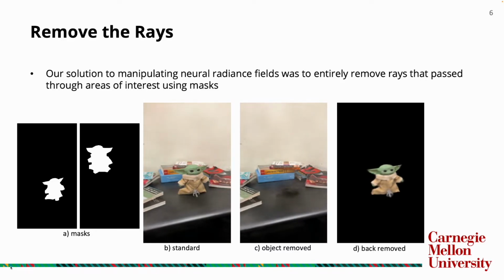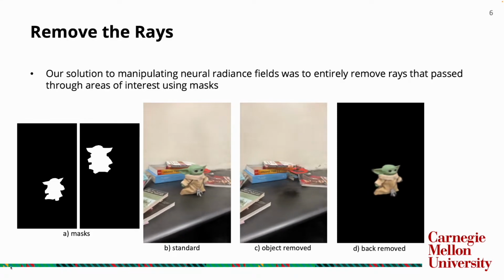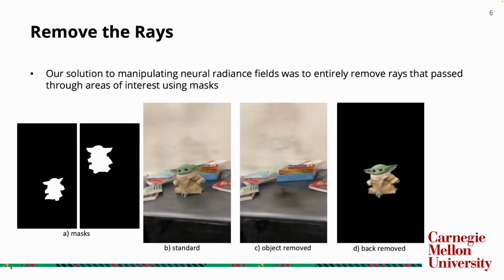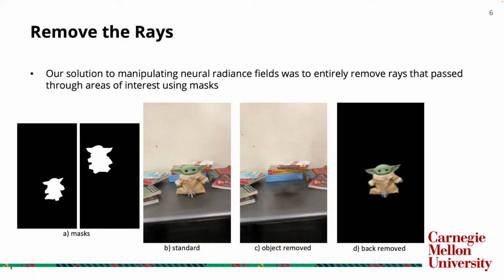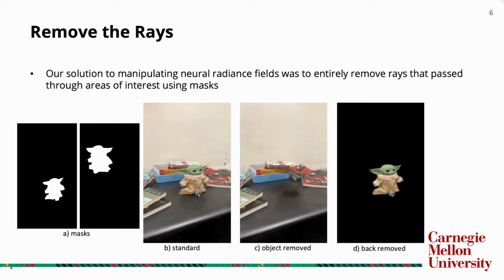Moreover, when we invert the mask and the originally white pixels become black and the black ones become white, we can fully remove the background of the scene while preserving the object as shown in figure D.